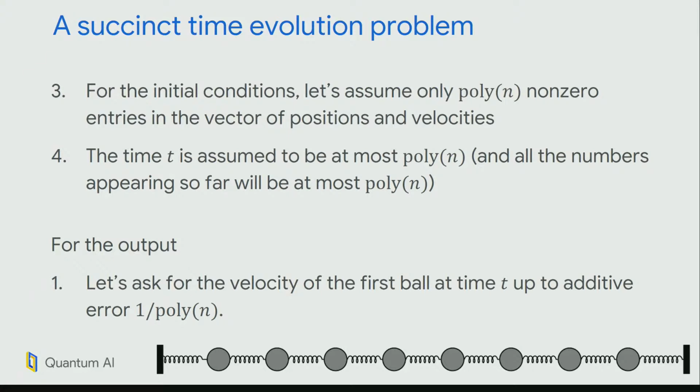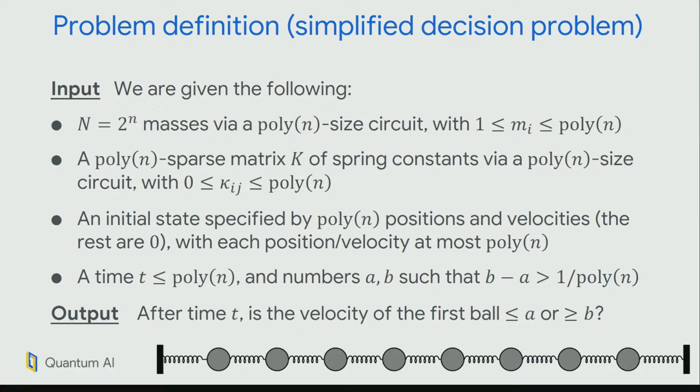So let me put all of this together and give you a formal problem definition. I'm calling it a simplified decision problem because it's a decision problem: you just have to output yes or no, the way I formulated it here. And it's simplified because the actual problem we solve is more general, but it's okay for you to focus on this for the rest of the talk. This problem will be BQP complete, and it'll have all the properties I talked about. We can design new quantum algorithms using this version of the problem. I will get to the general problem later on, but if you're seeing this for the first time, it's a little overwhelming to see the general version, so I just want to focus on balls and springs.